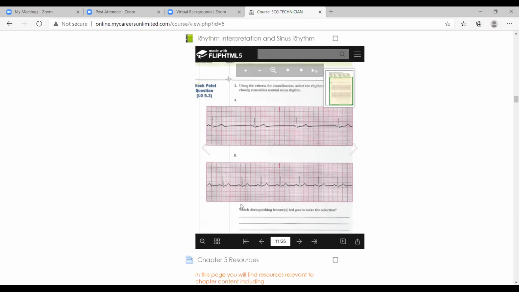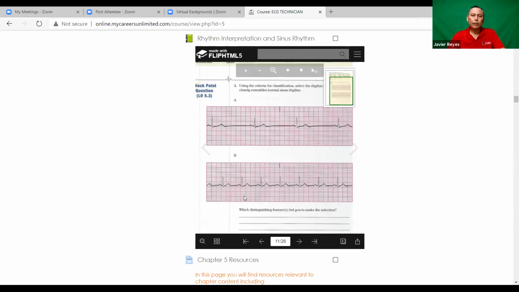On which one? A or B? Well, you said B, right? Did somebody say B? One of you said B. Yes, I think both of us said B. Okay. What is the rate on this one? You can use any method you want. If it's a regular one, you can use the 300 or the 1500.